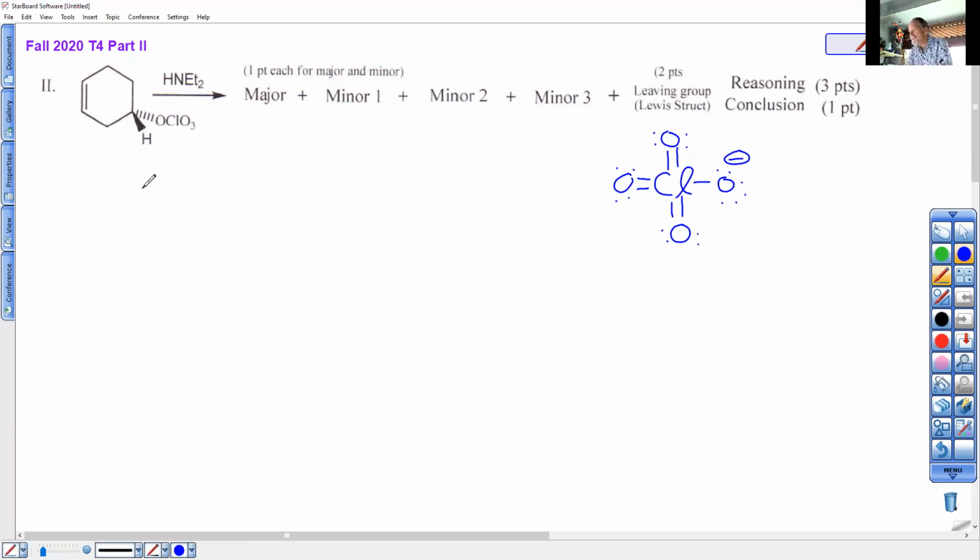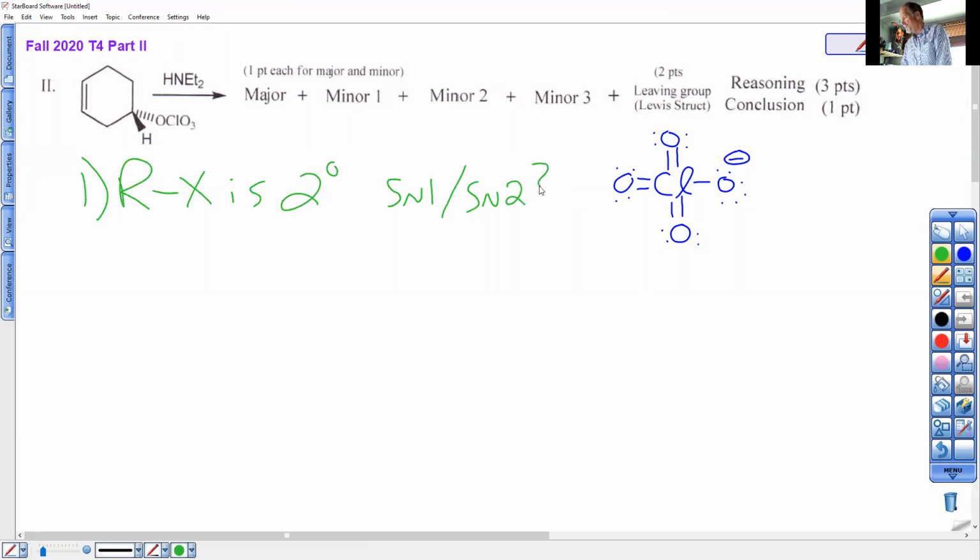And what we have to do is our analysis here. We'll start off with Rx. Make Rx green. Secondary, which means I do not have a conclusion. Secondary, the barrier for SN1 and SN2 is relatively the same. So we don't know.